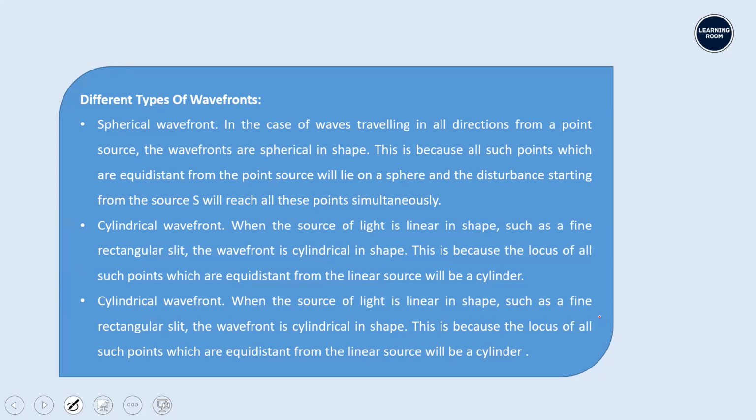There is a mistake, there is a repeated point. And the third is called plane wavefront. Okay, first, let us see one by one. So, what is a spherical wavefront? Suppose I have a point source.